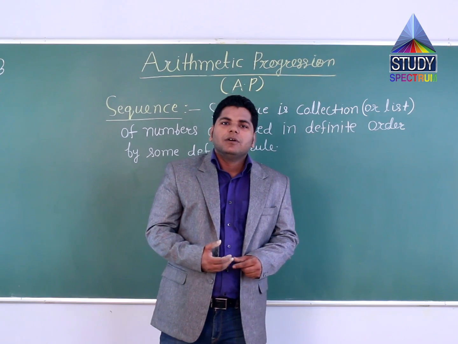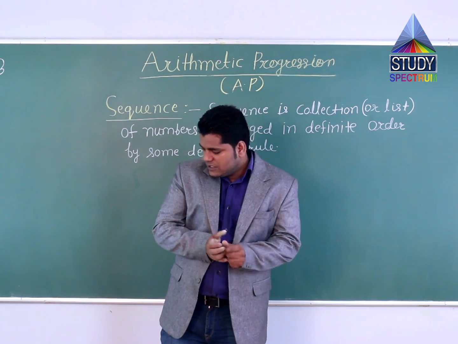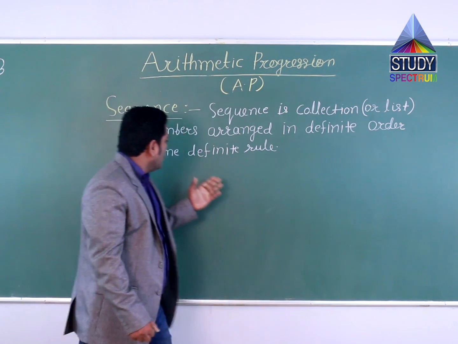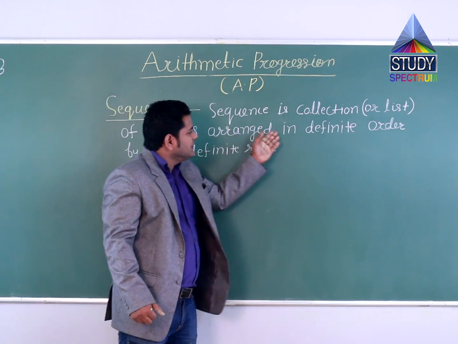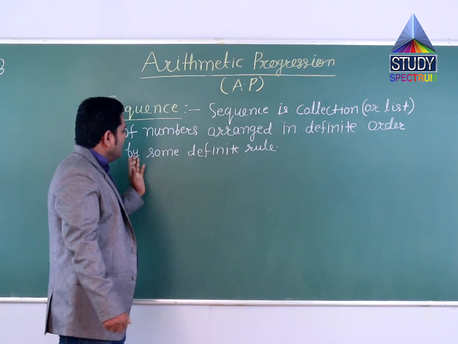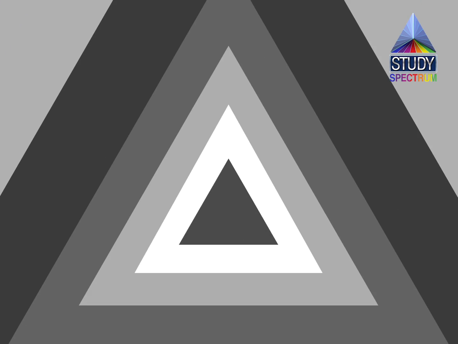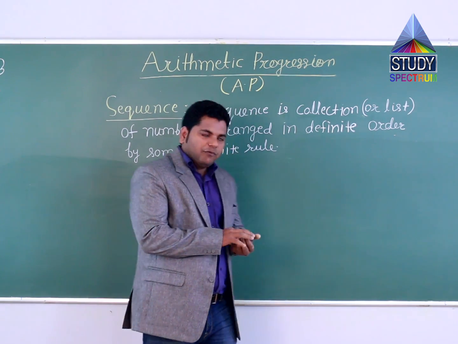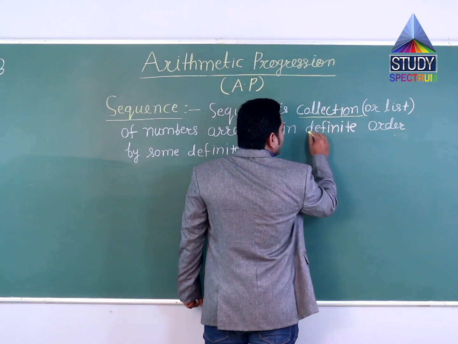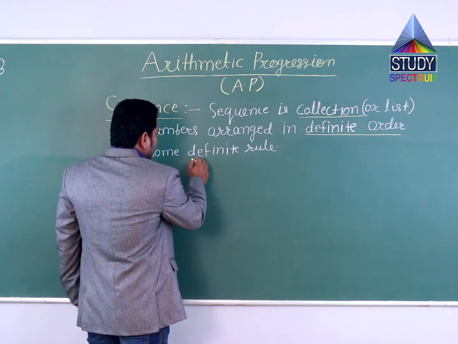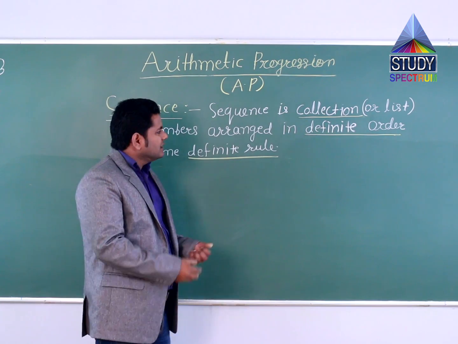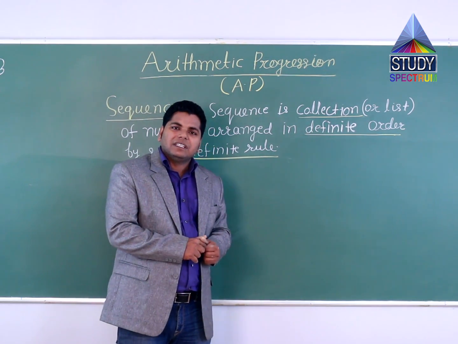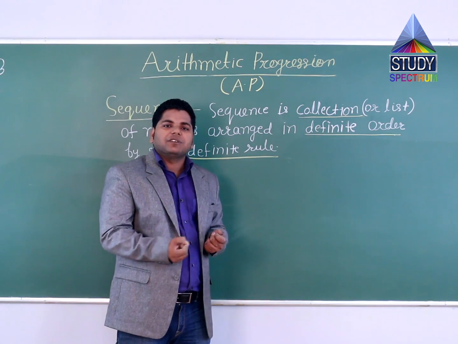Let us start with the formal definition of sequence. A sequence is a collection or list of numbers arranged in definite order by some definite rule. In the definition of sequence, a few terms are very important: the first is collection, the second is definite order, and the third is definite pattern. Let us understand these specific terms with the help of examples. Then you will be able to understand sequence in a better way.